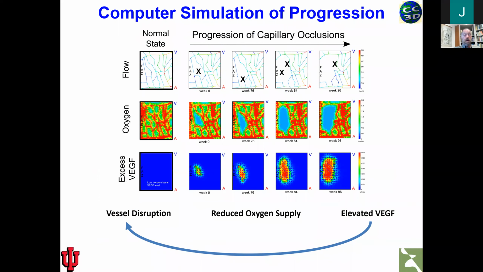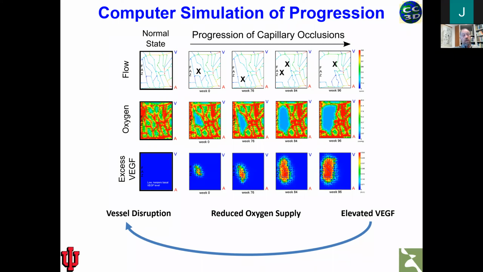In this case, we start from a simulation in which there's no excess vascular growth factor. And then we ask the question, if we have a blood vessel disappear, and some level of blood vessel disappearance is normal as you age, what's the risk that the disappearance of one blood vessel will lead to a cascade of damage throughout the retina?